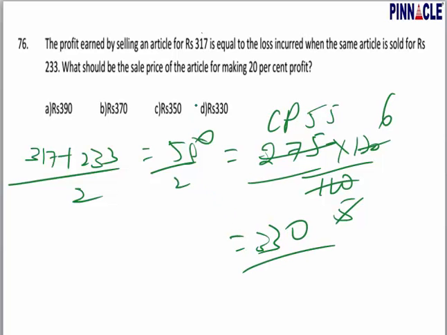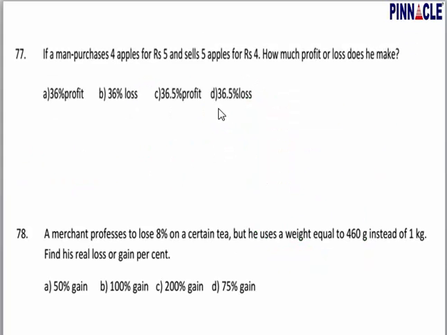330 should be the selling price to earn 20% profit. Answer would be D. The next question is 77. If a man purchases 4 apples for 5 and sells 5 apples for 4, how much profit or loss does he make? In such kind of question, how will you solve?